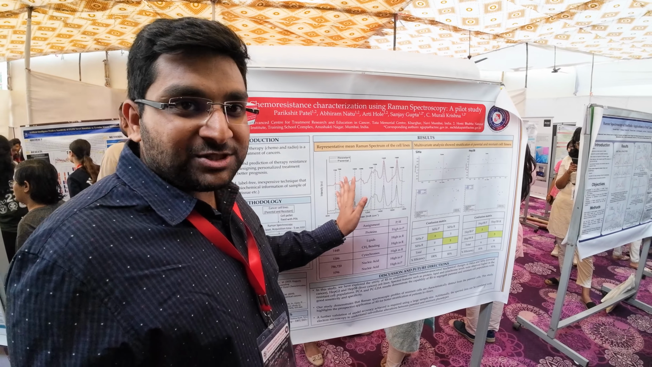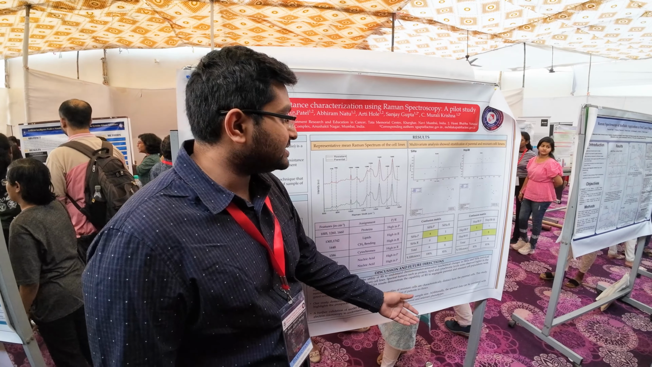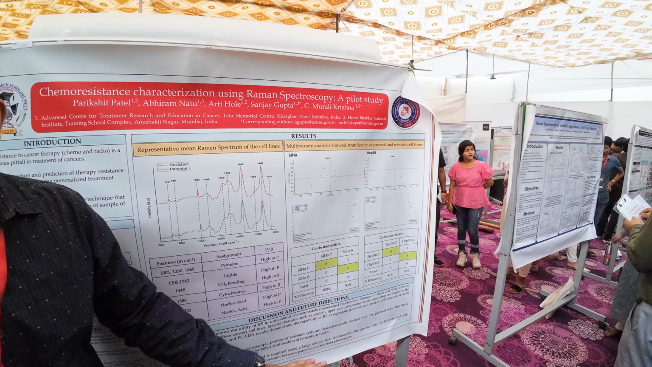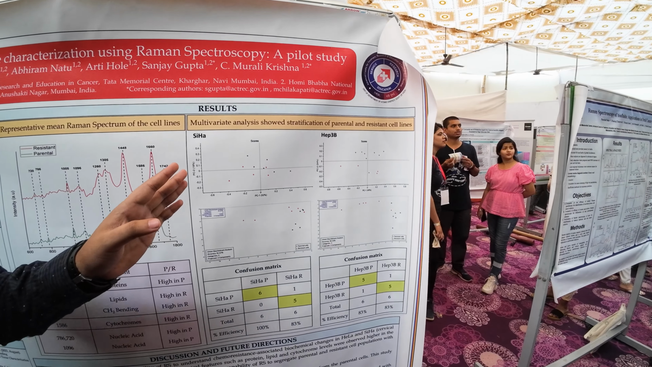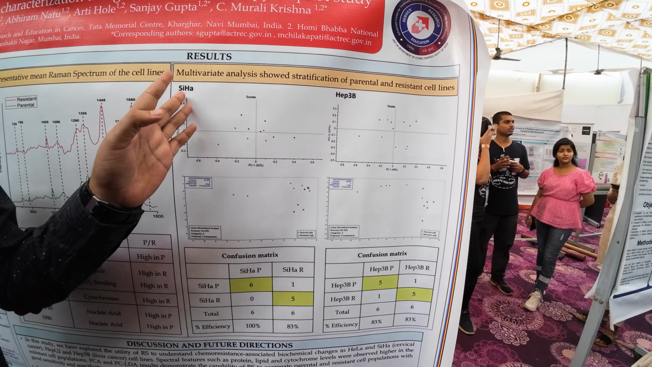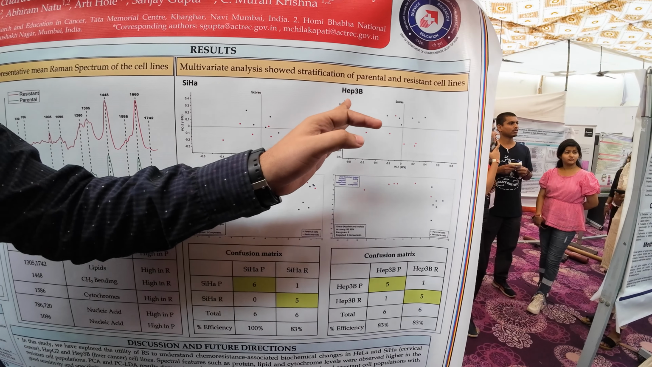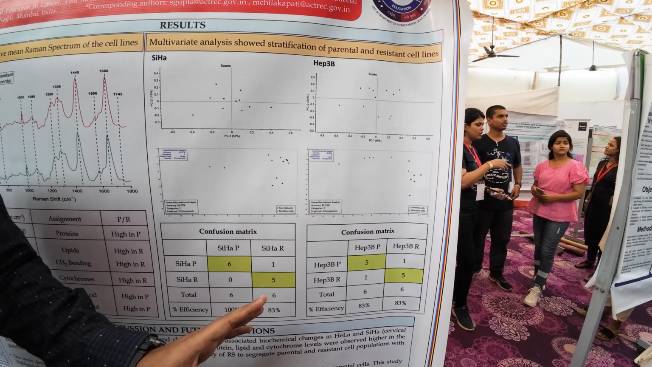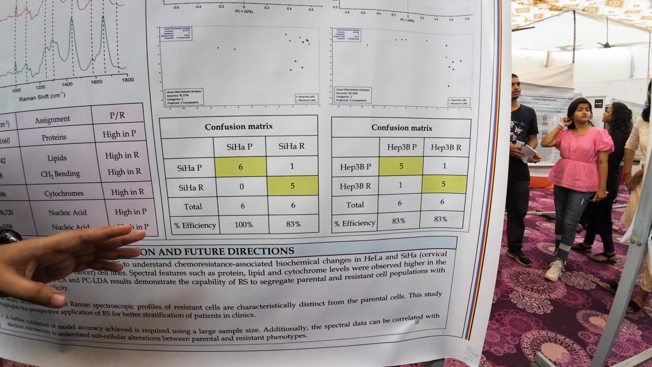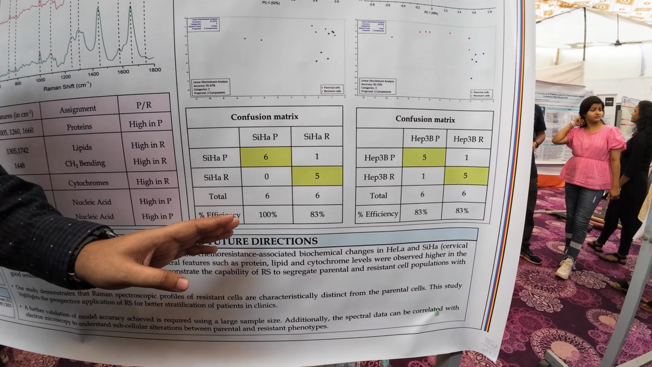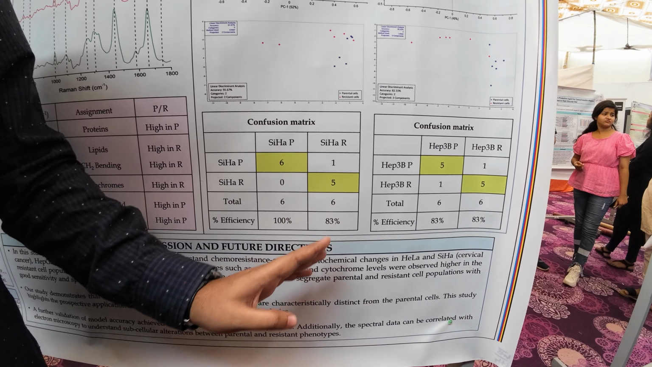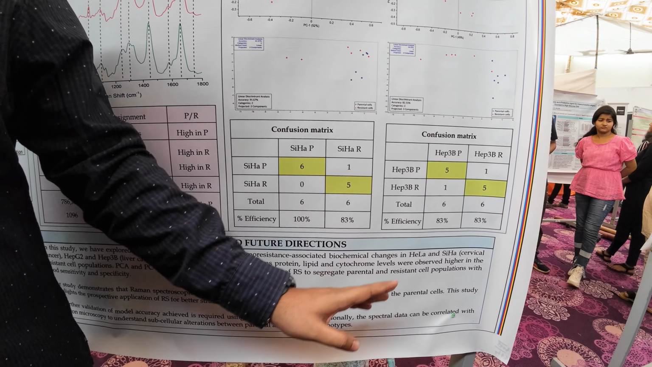After this, the mean Raman spectrum is subjected to multivariate analysis. We performed multivariate analysis of all the cell lines, and here I am showing data of CH, which is a cervical cancer, and Hep3, which is a liver cancer model. We can see that the method is efficient enough to stratify the parental and resistant populations with good accuracy.